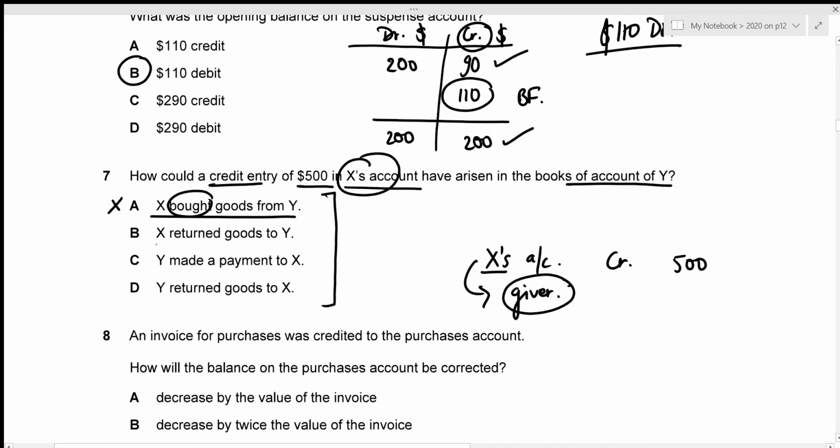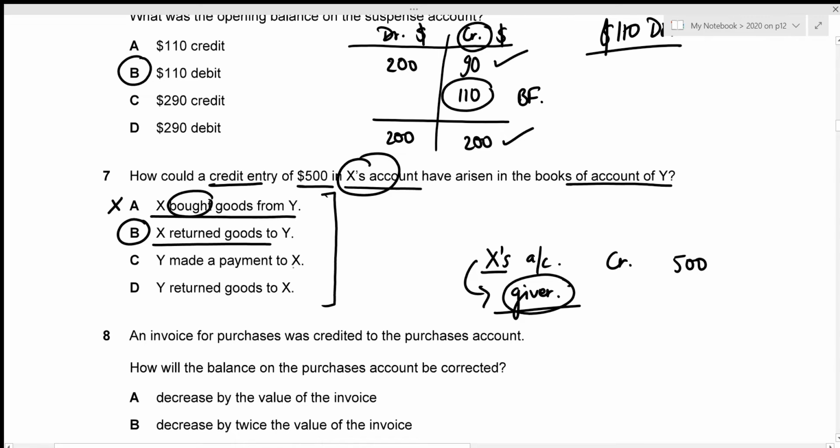Then for the second one, we have X returned goods to Y. Whenever X is returning goods, X will be giving out the goods to Y, which means that X will be a giver in this case, which is what we require, right? So option B will be the correct one. Let's have a look at the remaining options as well.